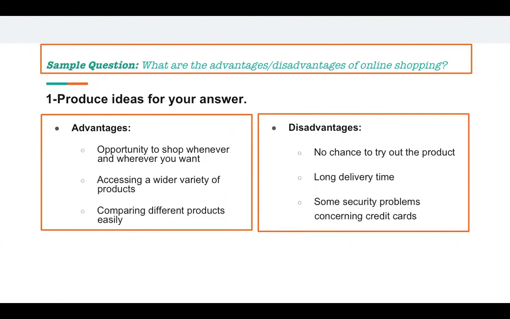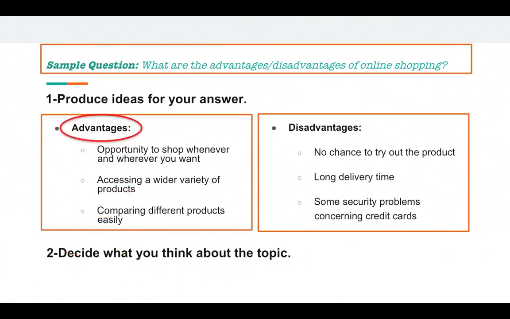We can move on to the second step. Decide what you think about the topic. Do you think there are more advantages of online shopping than its disadvantages, or there are more disadvantages of online shopping than its advantages? You need to decide now. Let's say we think that there are more advantages of online shopping than its disadvantages. Second step is over, so we can move on to the third step, write your essay.